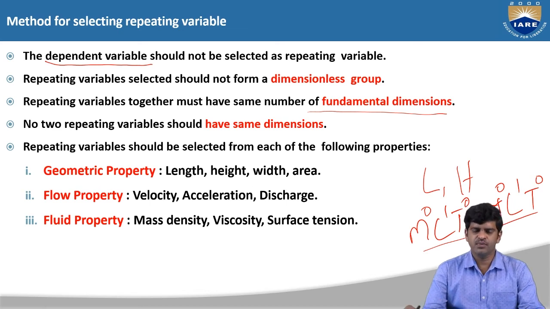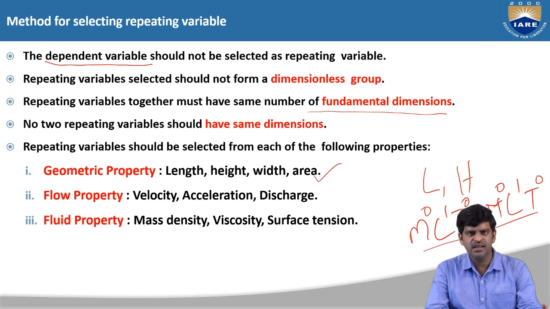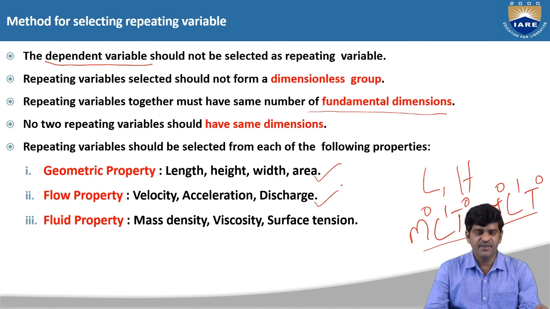Next, repeating variables can be selected by any of the following methods, I mean from any of the following properties. First, from the geometrical property, such as length, width, area, volume, etc., may be selected as one of the repeating variables. Then the other one is flow properties, like velocity, acceleration, pressure, discharge, etc. Then fluid properties: mass density, viscosity, surface tension, weight density. All these variables may be selected as repeating variables.